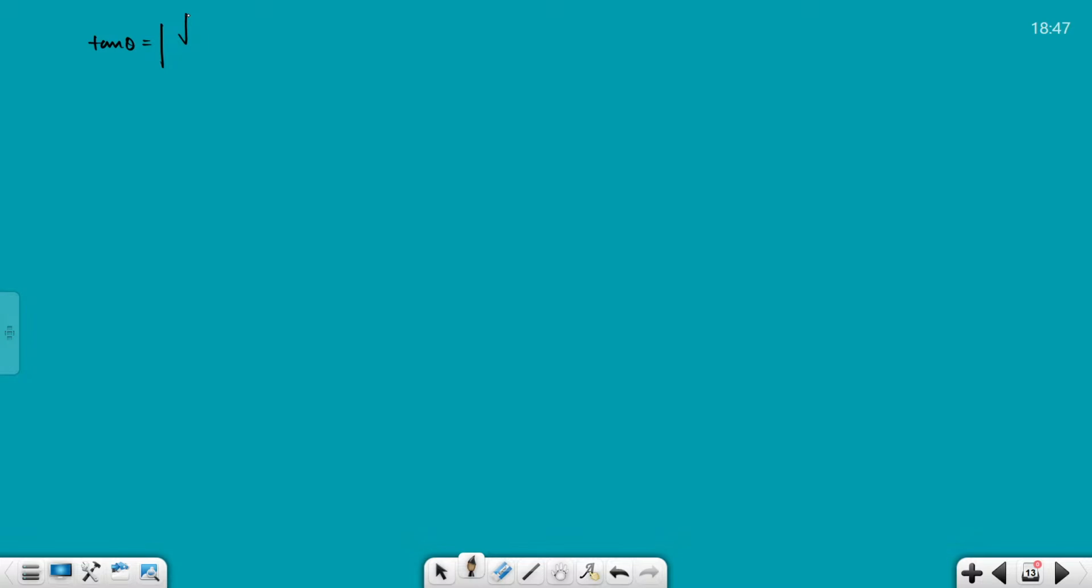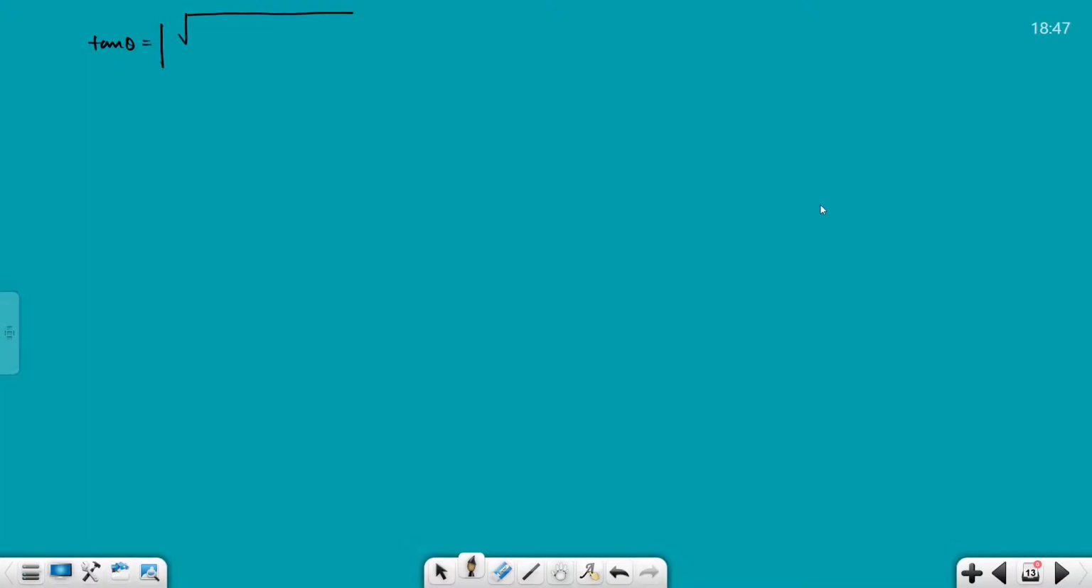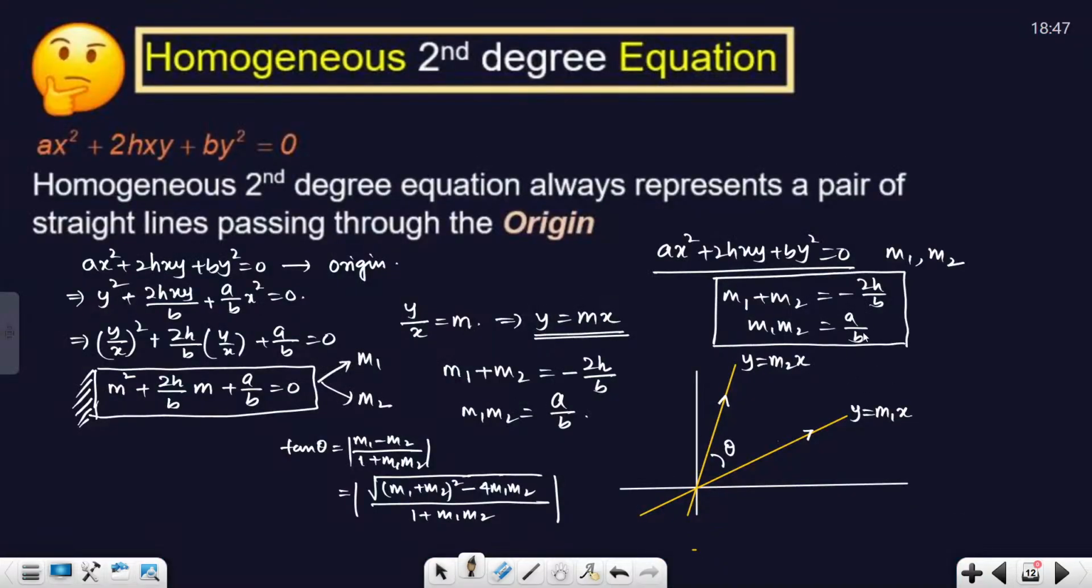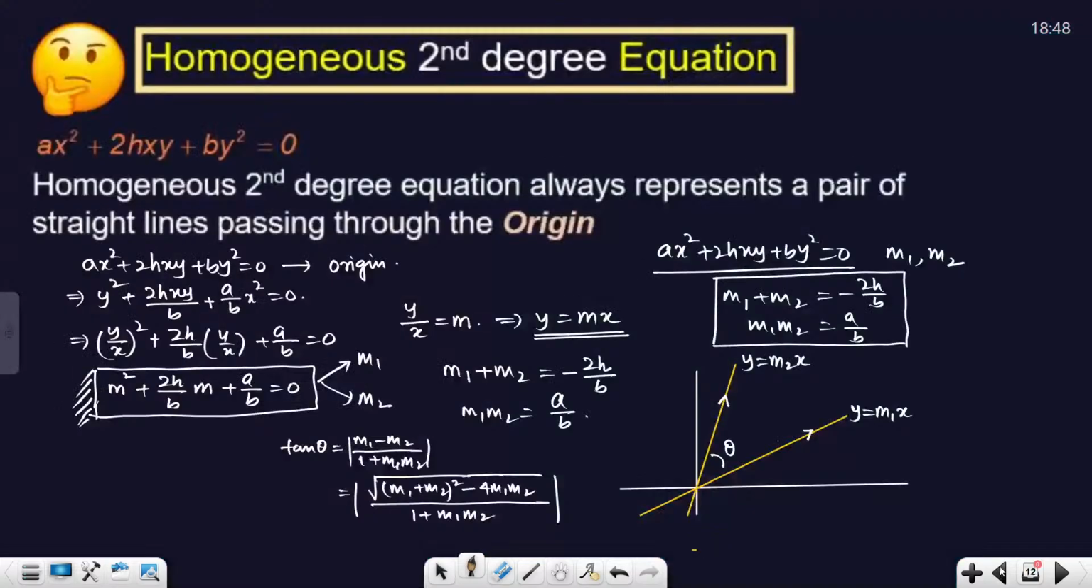Modulus of root over m1 plus m2 whole square, which is basically minus 2h by b whole square, minus 4m1 m2. What is your m1 m2? It's a by b. So m1 m2 is a by b, divided by 1 plus m1 m2. Check the thing, 1 plus m1 m2. And what is m1 into m2? It's a by b. So just replace that.